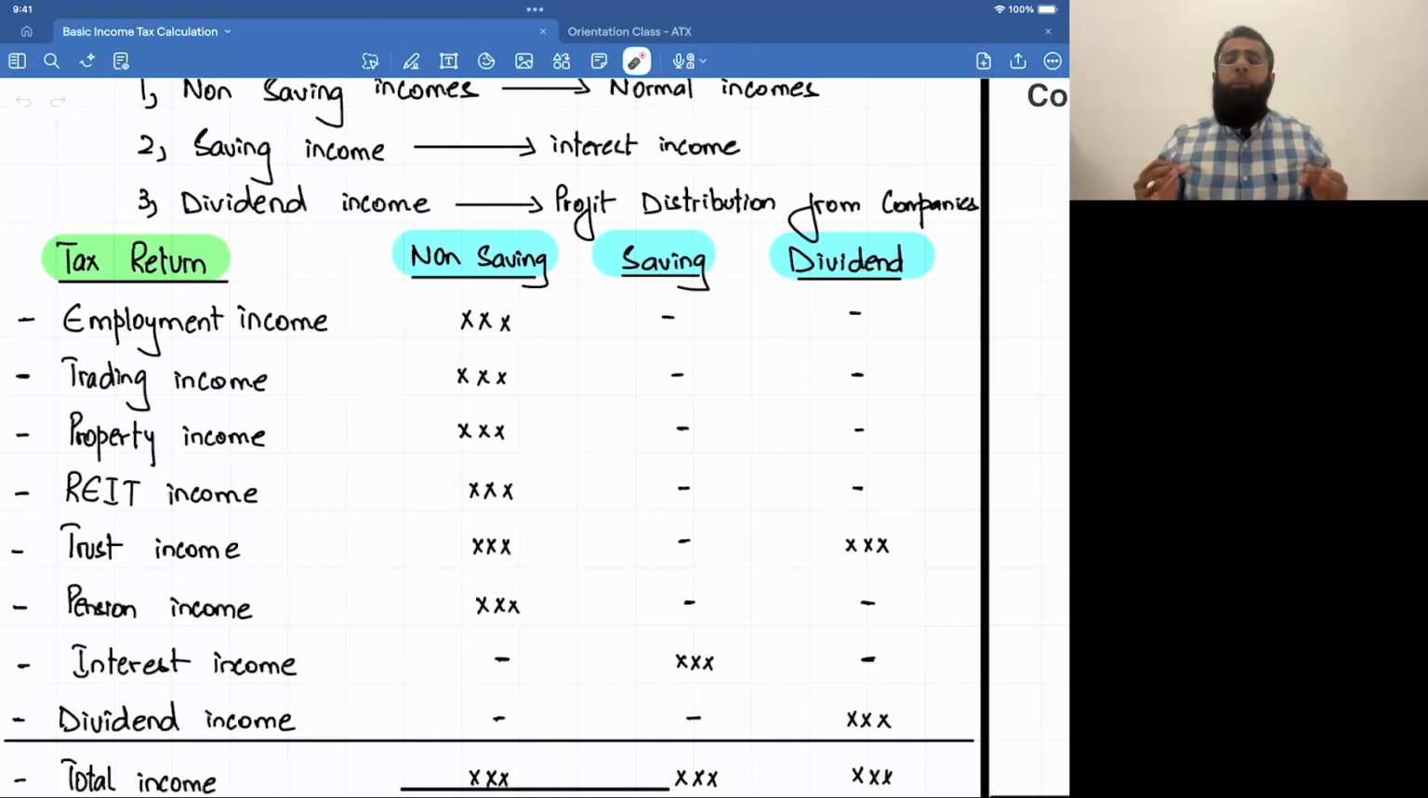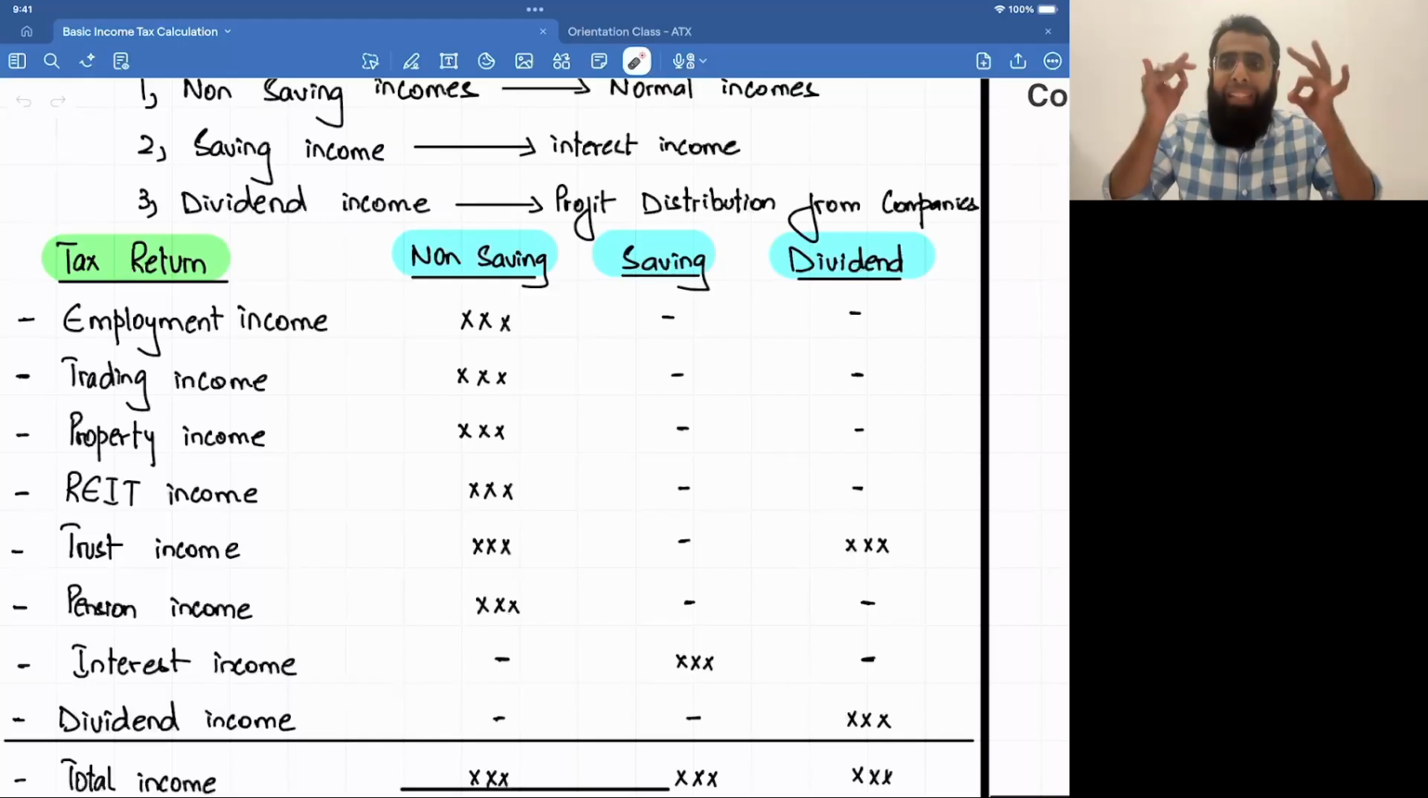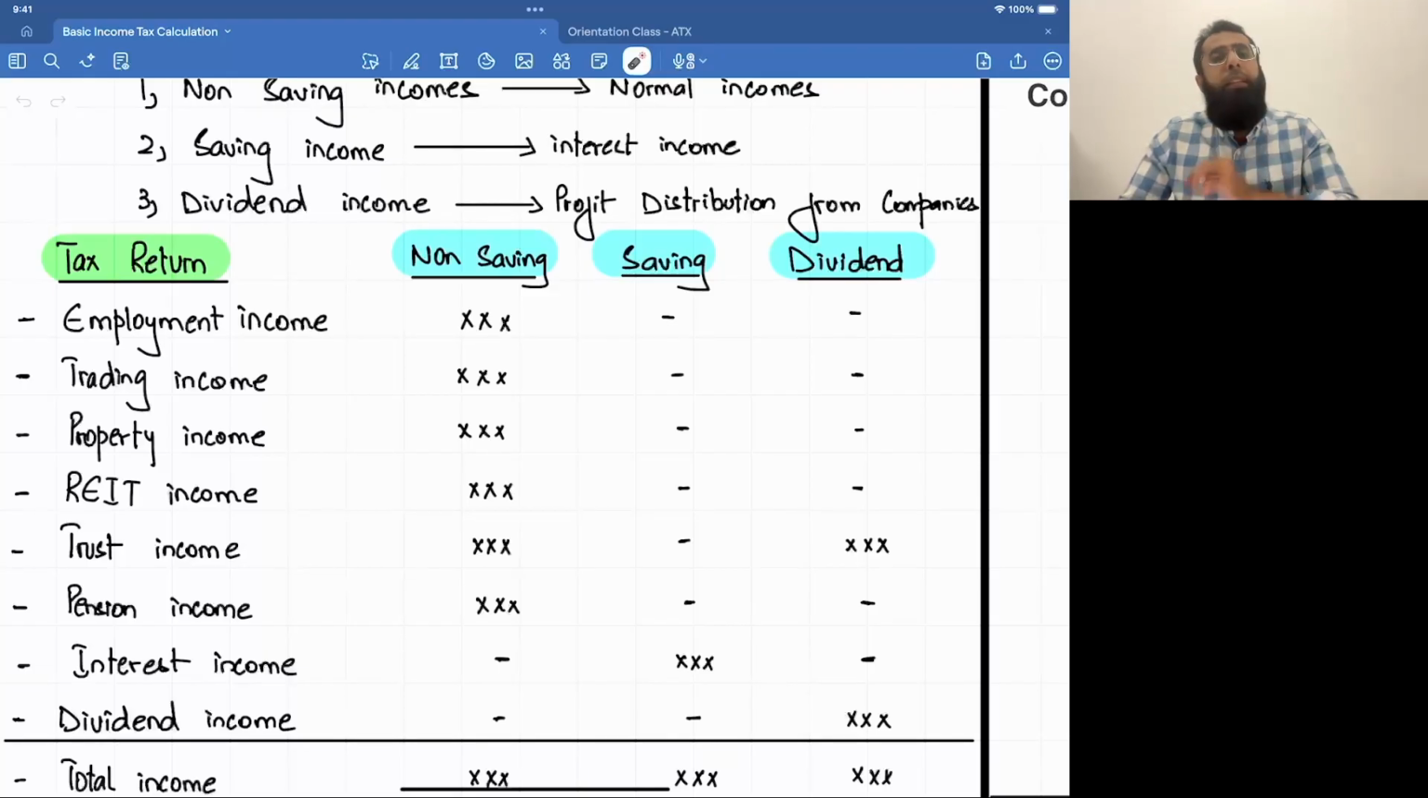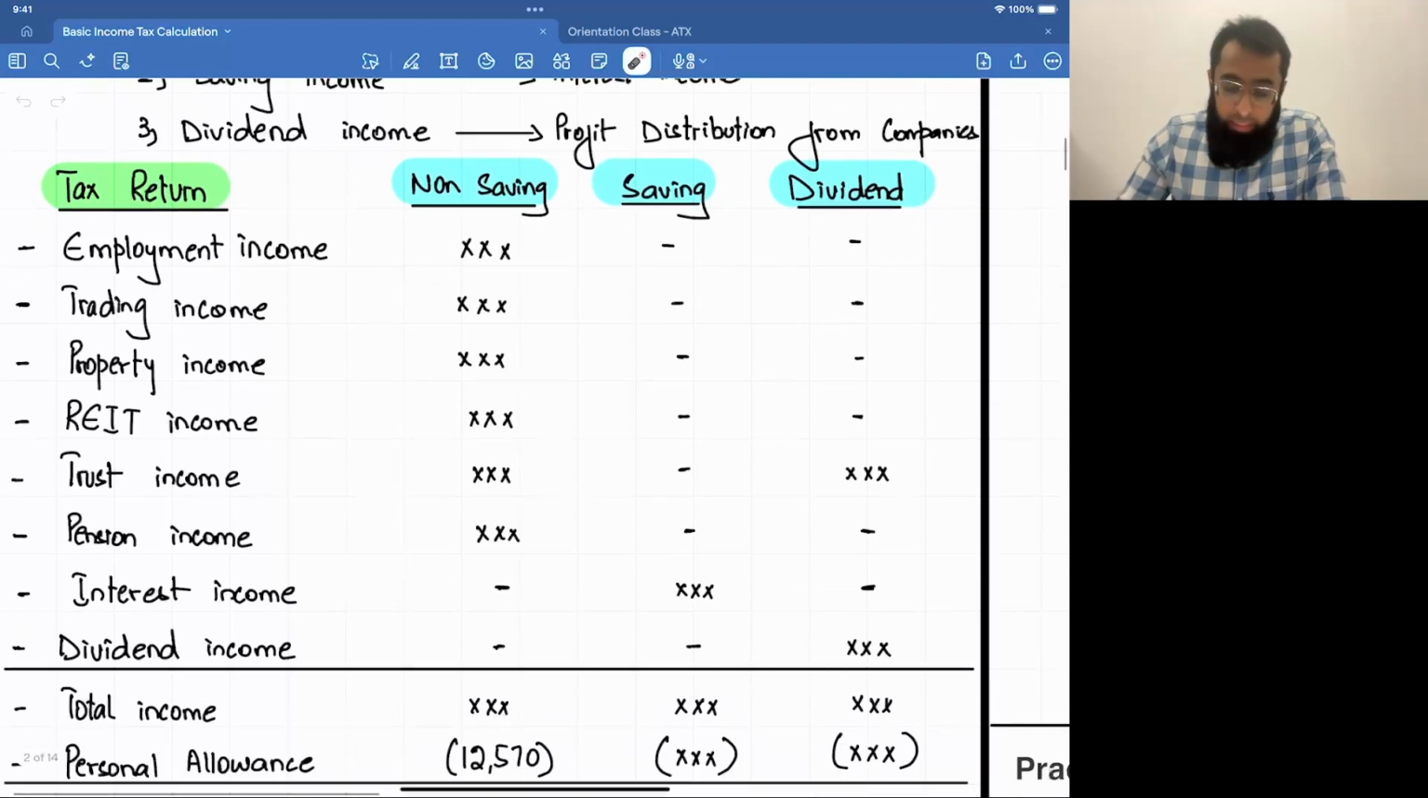Whatever income you earn during a tax year, which starts on 6th April and ends on 5th April, every year you have to make the return. You put that income in 3 heads: non-saving, which is normal income; saving income, which is interest income; and dividend income. Now, employment income is non-saving, trading income is non-saving, and property income, the rental income, is non-saving. We will study each of them as a separate chapter, so don't worry, just listen to me carefully.